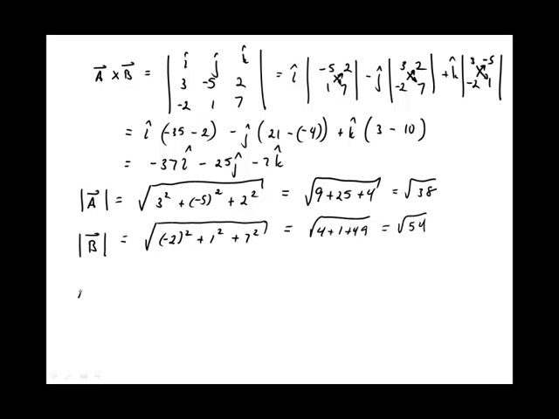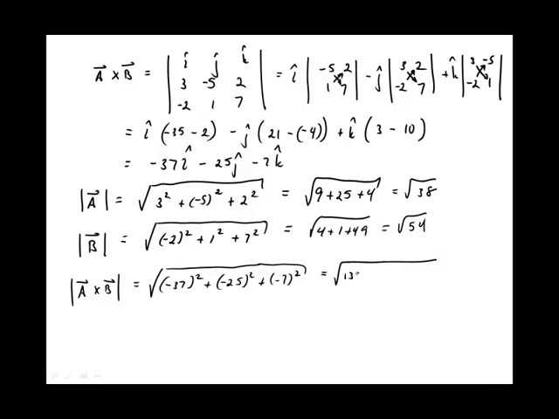And then the magnitude of A cross B equals the square root of negative 37 squared plus negative 25 squared plus negative 7 squared. And that's going to equal the square root of 1,369 plus 625 plus 49, which is the square root of 2,043.